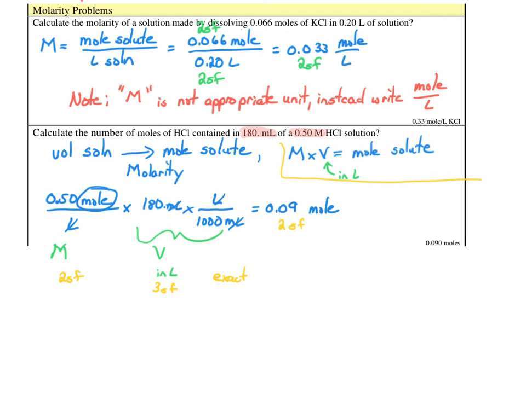We see that our final calculator answer needs to have 2 sig figs because we're limited by sig figs here. So we need to add a 0 in order for this number to be expressed as 2 sig figs. And we have as our final answer 0.090 moles.